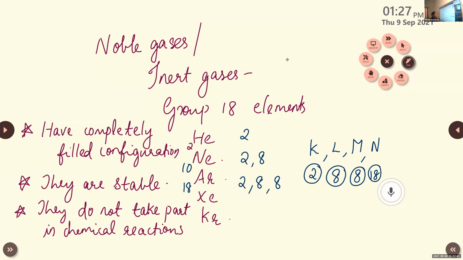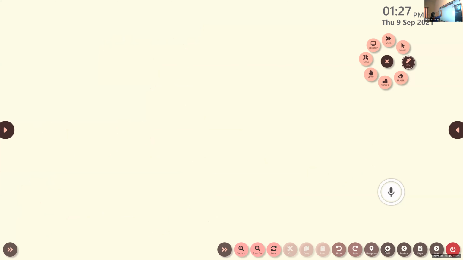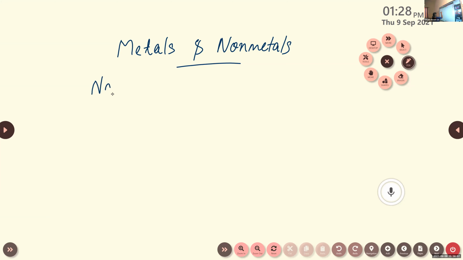So then we are moving to the reaction between metals and non-metals. So we have completed the portion of noble gases and inert gases. Then we are moving to metals and non-metals. First, we can write the electronic configuration of certain metals and non-metals. Clear, children?